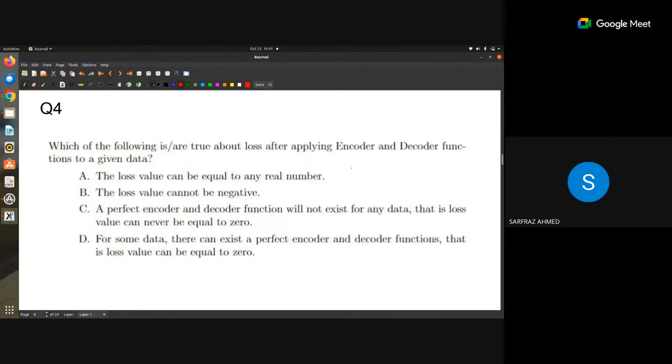B. Because B answer will, like, be. We have used norm, right? So this is correct. This is not correct. B is correct. Fine. A perfect encoder decoder function will not exist for any data. That is, loss value can never be equal to 0. For some data, there can exist a perfect encoder decoder function. Wrong statement. Which one? So D is a wrong statement. Yeah, D is correct. Because for some data, right, there is possibility that we will have perfect encoder decoder function. That means we'll compress to some smaller dimension, and after decompressing also, we are getting the same number. Yes, sir. Right? So that is possible.